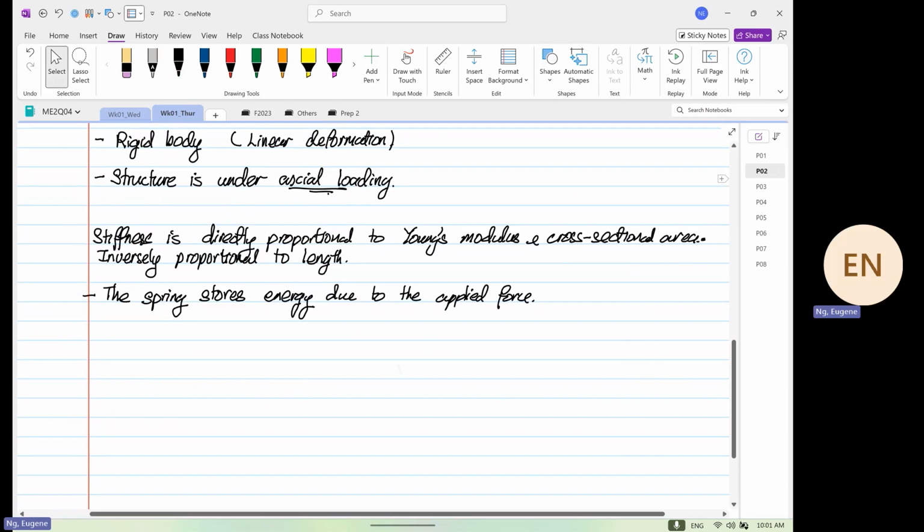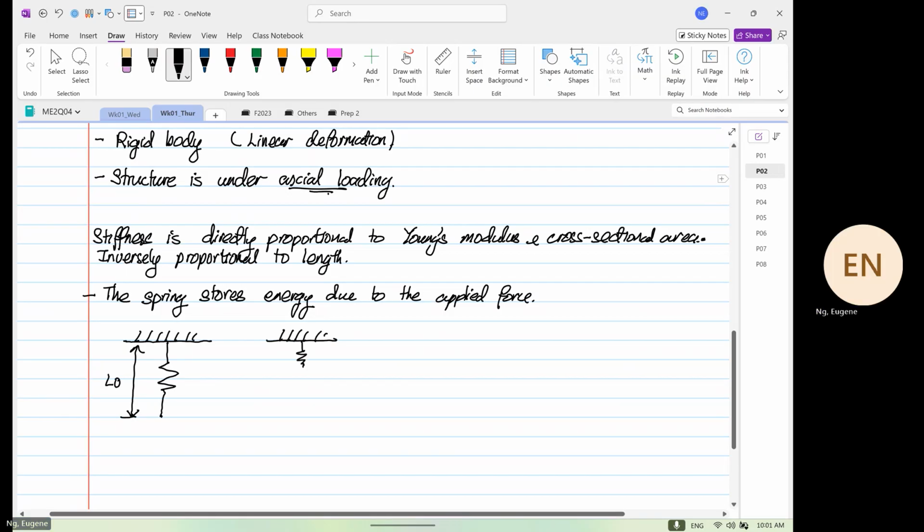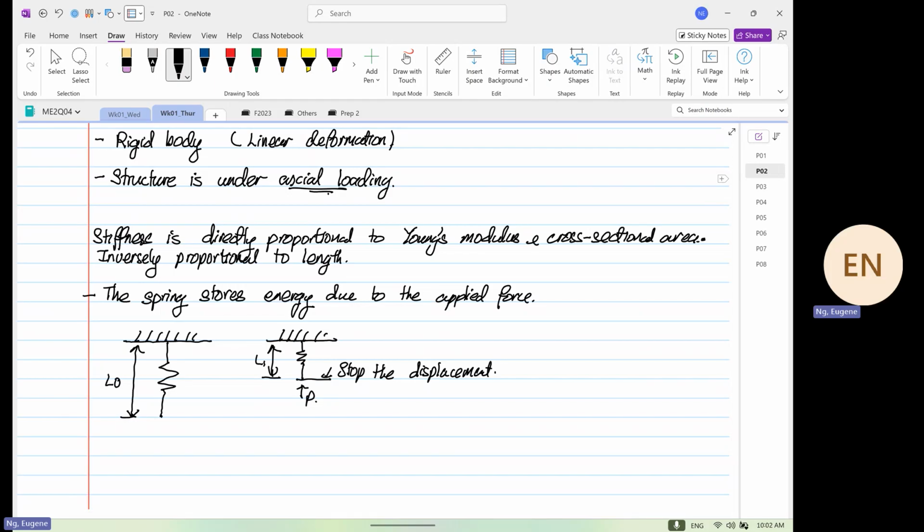Now, when I make this statement, what does it mean? So if we have a spring at a certain length, and this length is our L naught. And now, if we were to apply a force P at the spring, this becomes L1, and then I will stop the motion over here, or stop the displacement. So all the energy that you use to push the spring to an L1 position, with the stop, you have a stop to stop the displacement, the spring begins to what? Store energy. And then when you let it go, what will happen? Right? It will extend on its own.